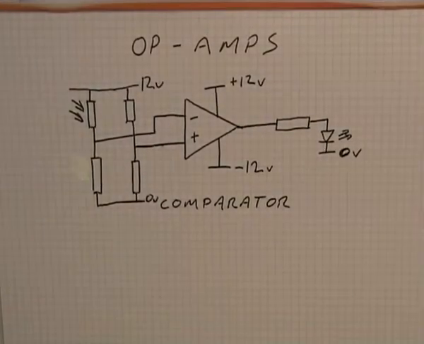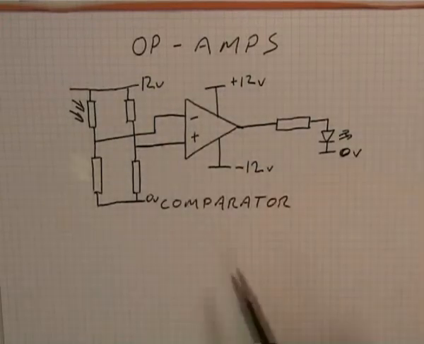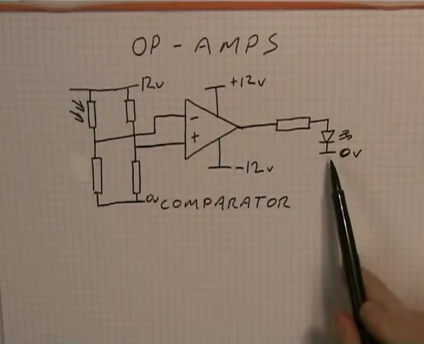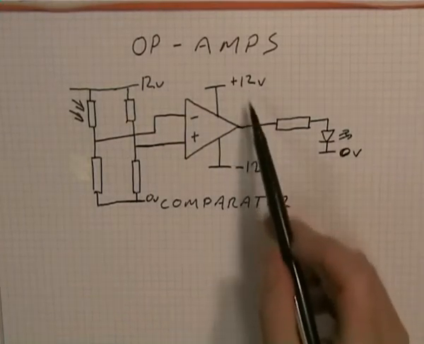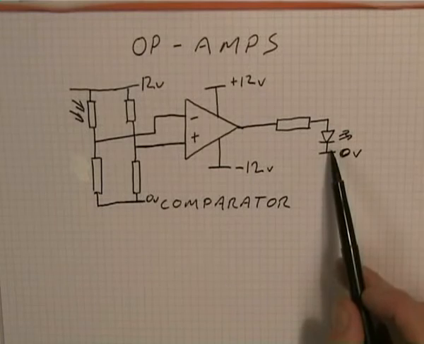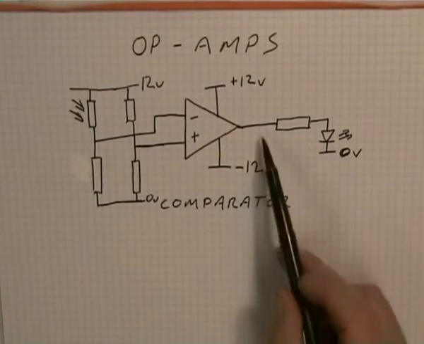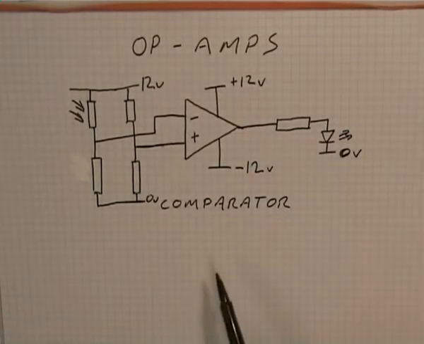Okay. The simplest op amp configuration is the comparator. So here we have set up the output. It's going through an LED to 0 volts. So when the output's high, the LED will go on. When the output's low, it won't go on.